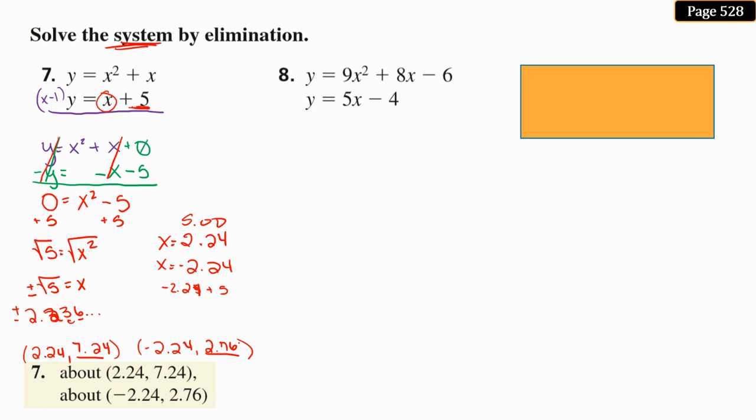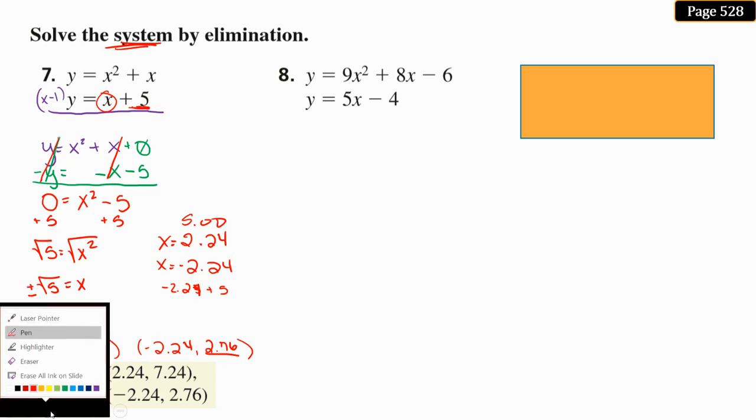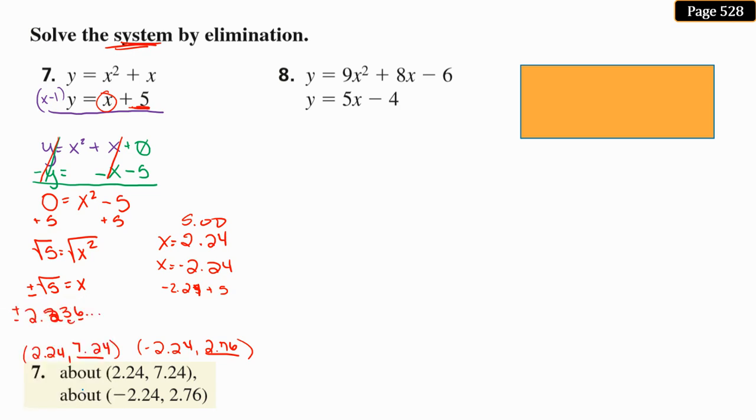All right, look at this one. Same kind of thing. So I'm going to set up my problem so that I can start eliminating. And it looks like I could do the same thing. I just need to multiply that bottom one by negative 1. So I'm going to keep my top one the same. Y equals 9x squared plus 8x minus 6. And I'm going to multiply the second equation by negative 1.